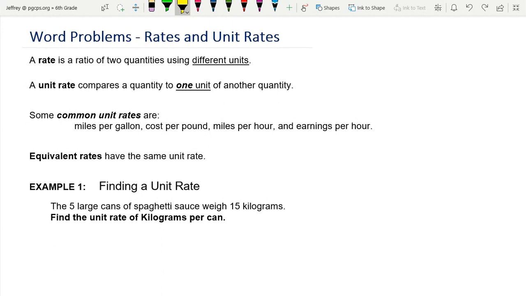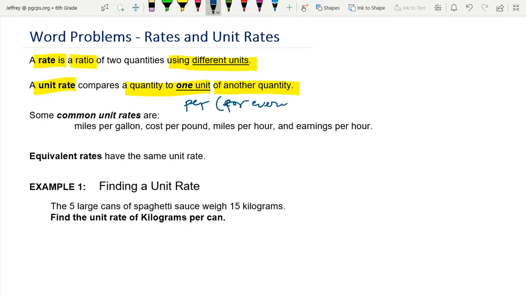So let's talk about word problems that involve rates and unit rates. Just a quick review. A rate is a ratio that uses different units of measure. Now, a unit rate is a comparison of one unit or one quantity to another quantity. So usually we use the word per, which means for every.